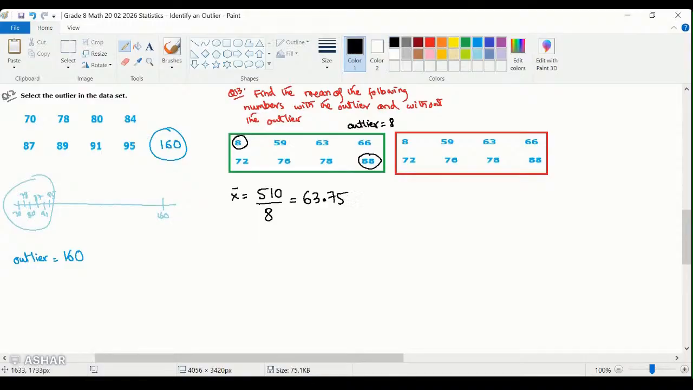We know that this was the outlier. So we remove the outlier. That means when we add the numbers together, it should come out to be 502, and there were a total of 7 numbers. The mean comes out to be 71.7. What we can see over here is the change in the mean. The original mean for the given data set was 63.75, right? But when we remove the outlier, the mean has increased. Why did the mean increase? Why did it not decrease, even though we removed a number? Can anyone help me out?